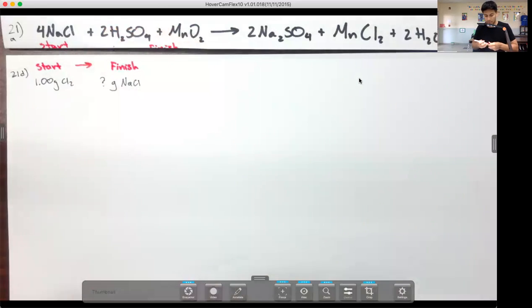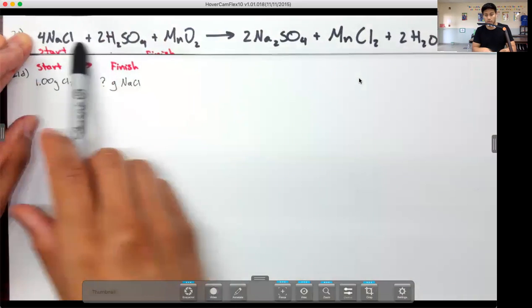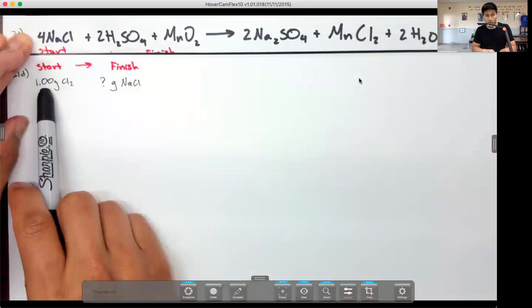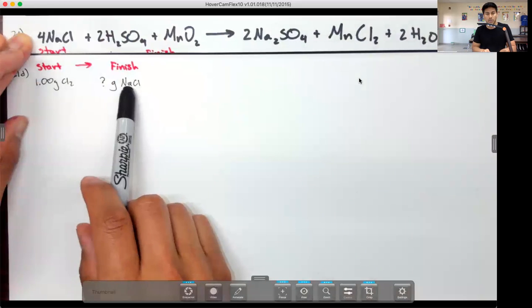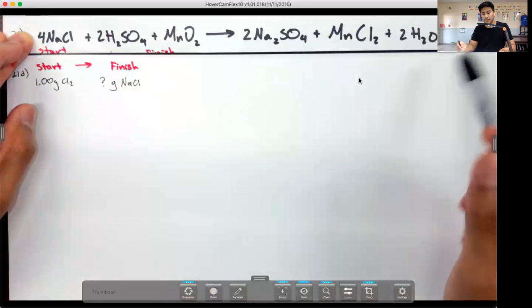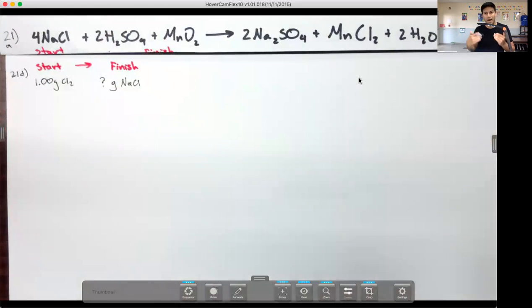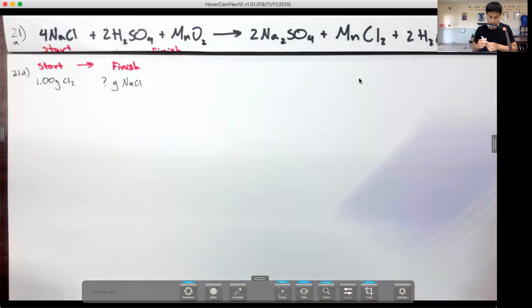It's basically flipped, right? In the first problem that we did, we started off with a certain amount of NaCl and we were trying to figure out how much Cl2. Now we're starting with the product and we're trying to figure out how much NaCl it took to get that product. So basically, we're working backwards, like deductive reasoning. Okay, so let's go through it, but guys, it's the same exact thing.